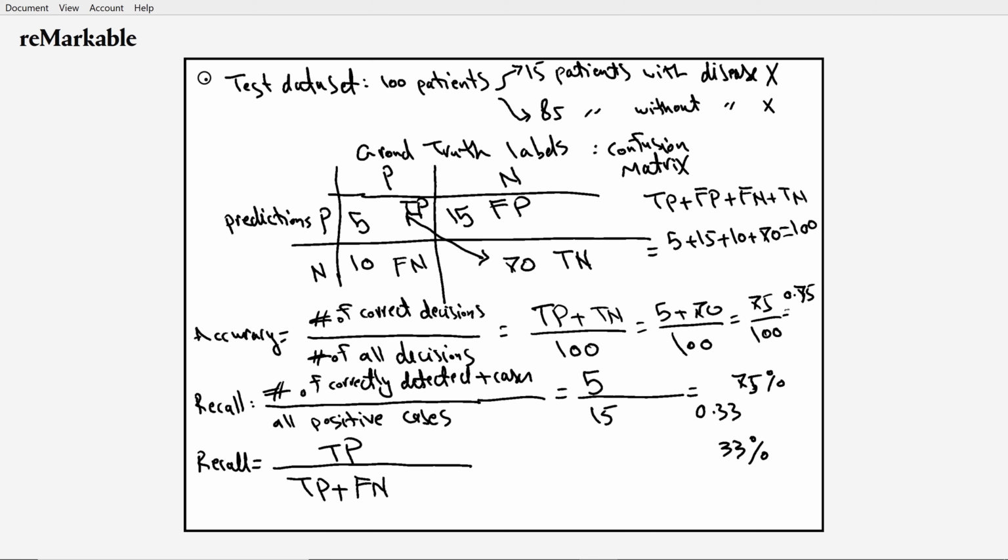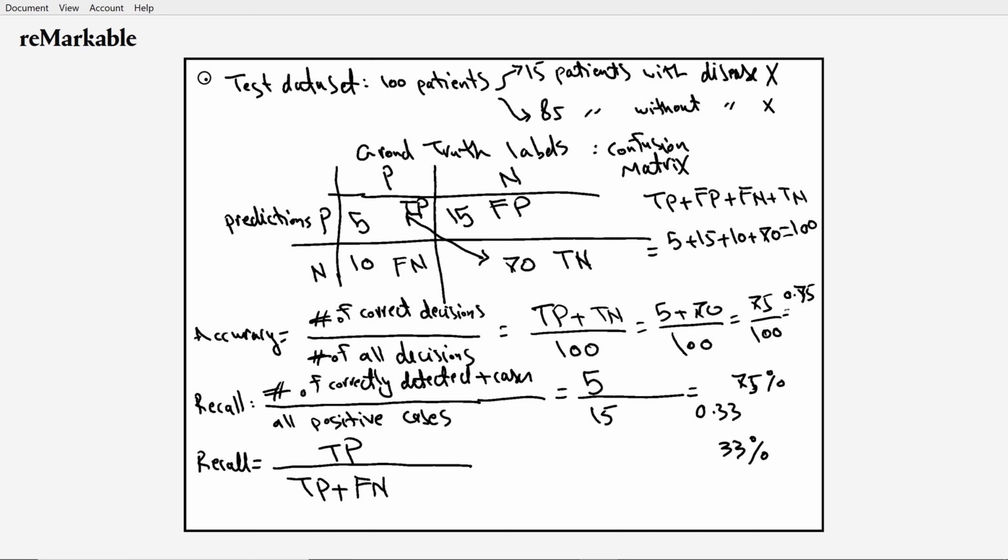And so let's focus on recall a little bit, and I want to ask the same question. Is it enough just to report the recall for a model, or what's the issue with just reporting the recall? So recall gave us a little bit more information, so now we know the accuracy of the model is 75%, we know the recall of the model is 33%, but why is this not enough?